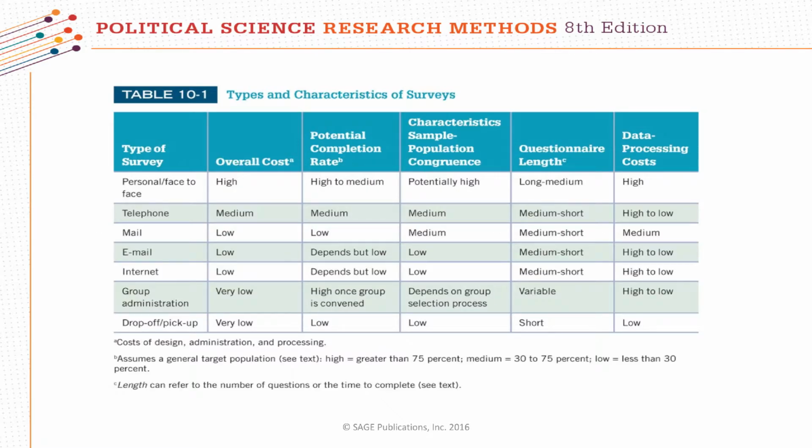So here, this is from your book. This is table 10.1, which is on page 302 in my book. Table 10.1 has some really excellent characteristics of surveys. And so here you have the type of survey, right? Personal, face-to-face, telephone, mail, email, overall cost, potential completion rate, characteristics of the sample population congruence, question length, and data processing costs. And this sort of gives you an idea.